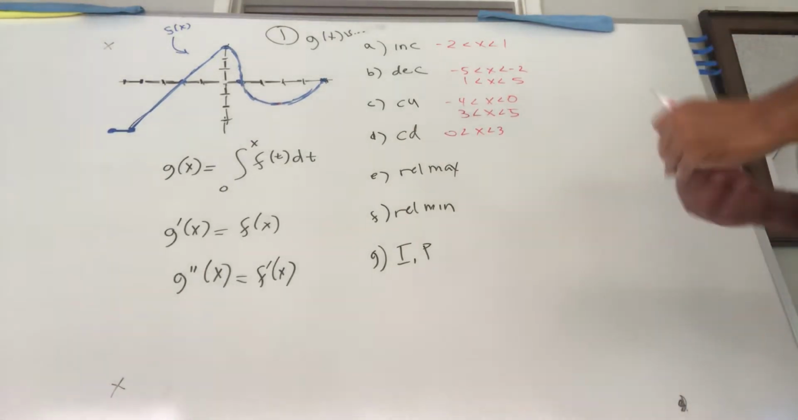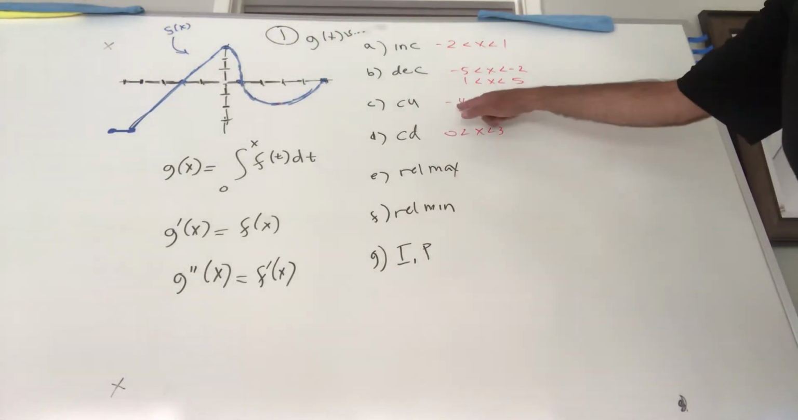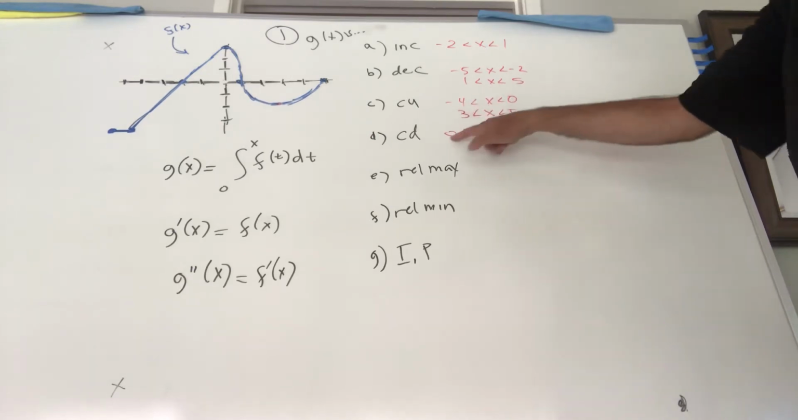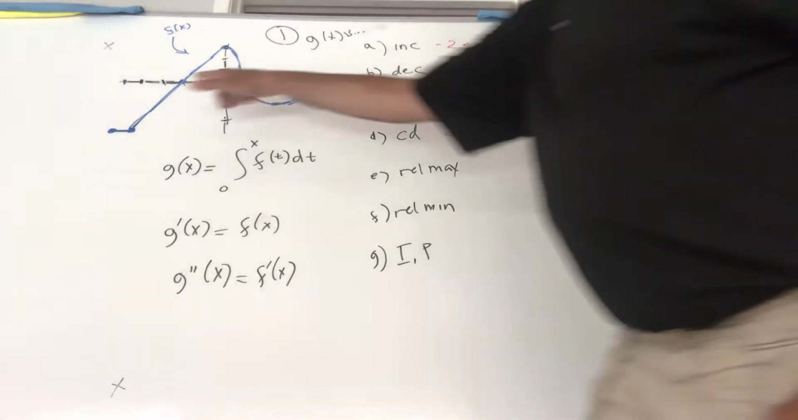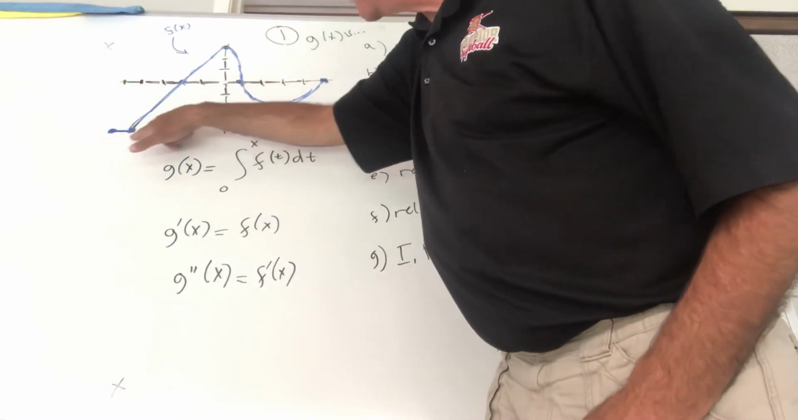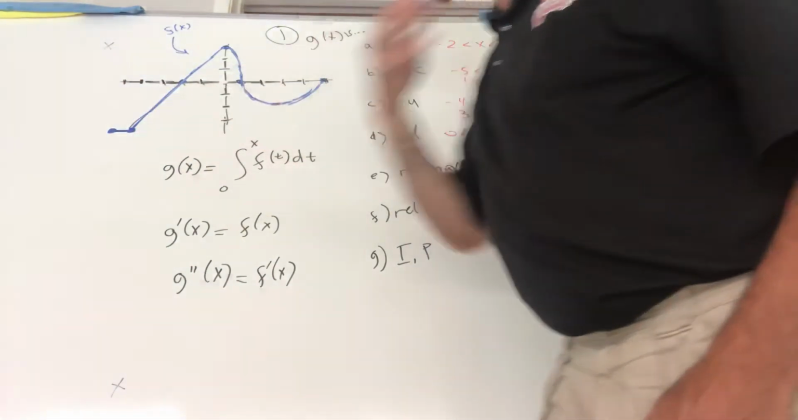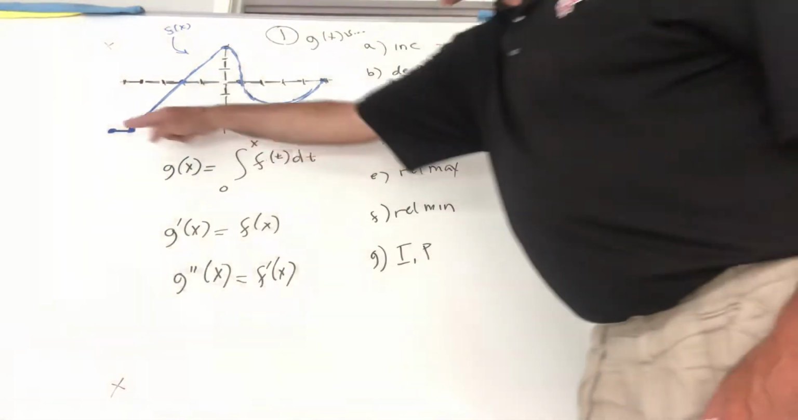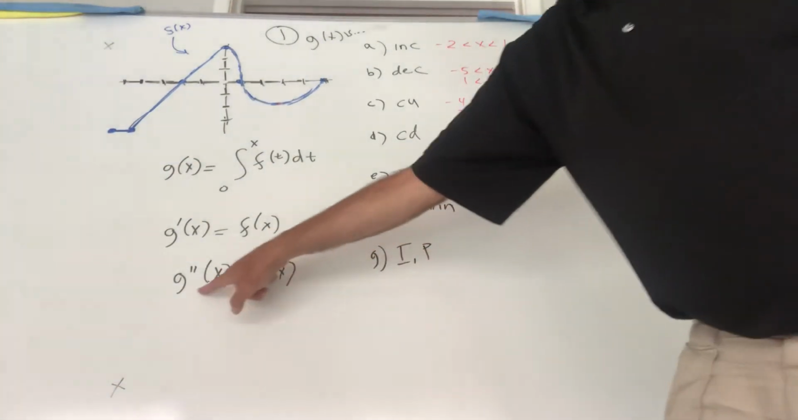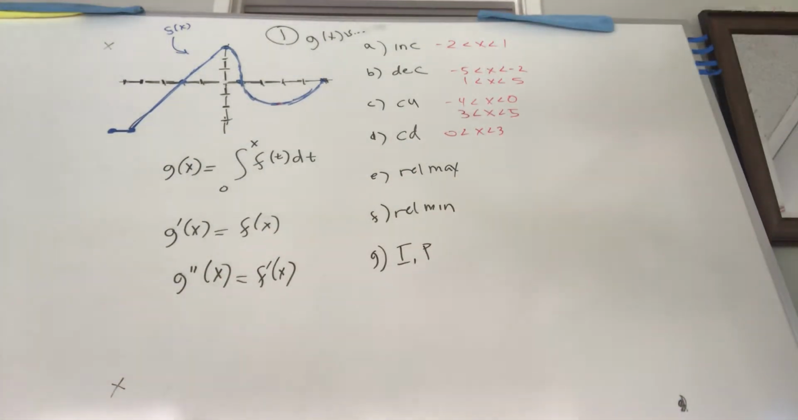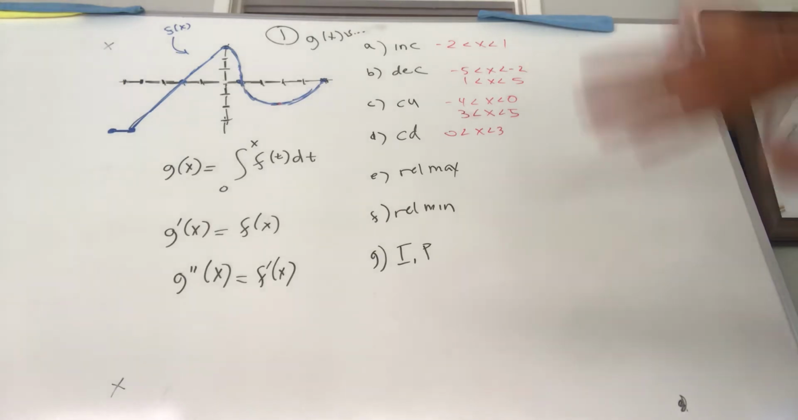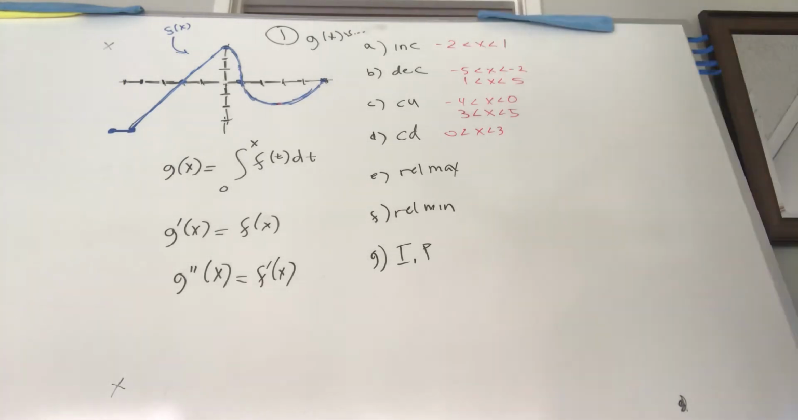And things that are probably pretty obvious, you can double check: -4 to 0, and then 0 to 3, and then 3 to 5. You might go, what happened to it? Its second derivative is 0 there, isn't it? Right? The slope's 0, so that means g's second derivative is 0, so it's not up or down. So notice that straight line is not there.